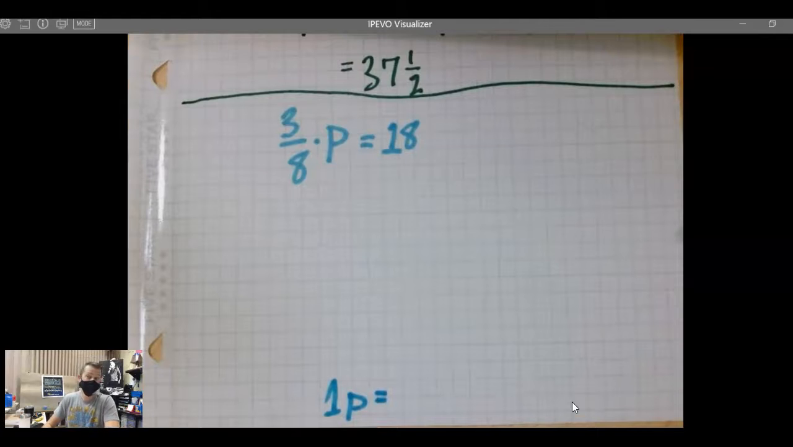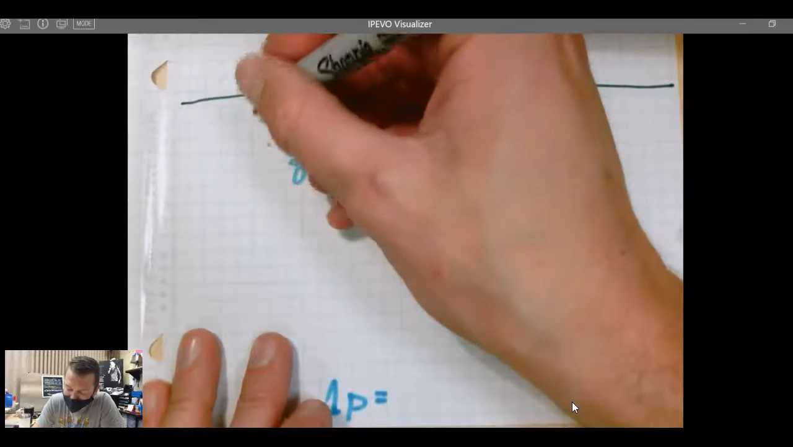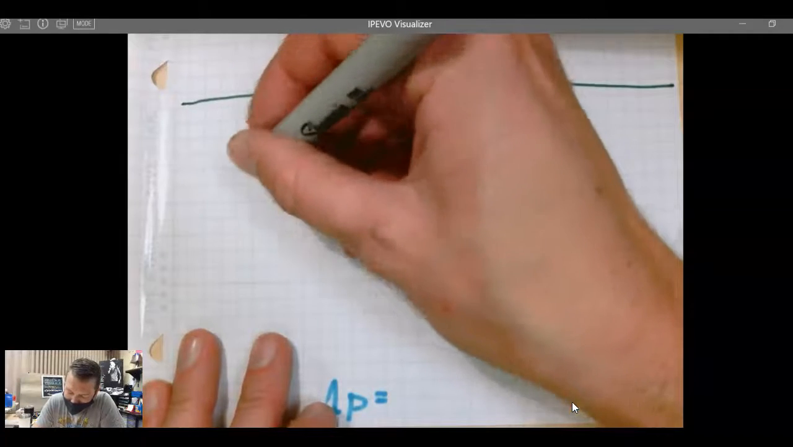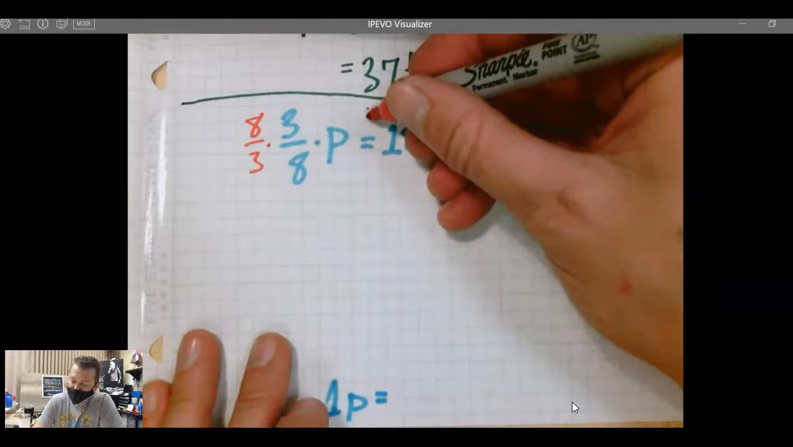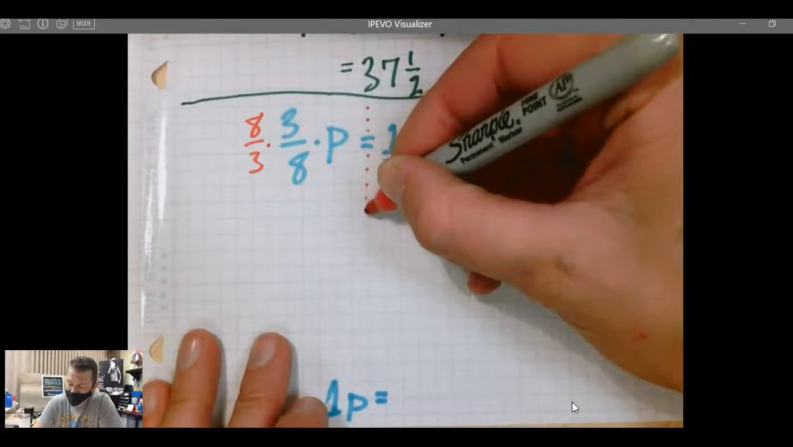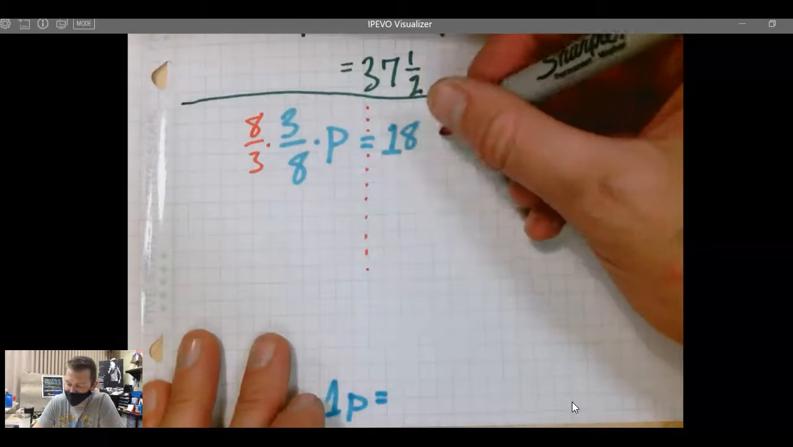I can't tell if that's a hand. It's creeping up. And what is that? Yeah, its reciprocal is 8/3. So we're going to now, do I only multiply on the left side? Yeah, we have to do it on the right side also.